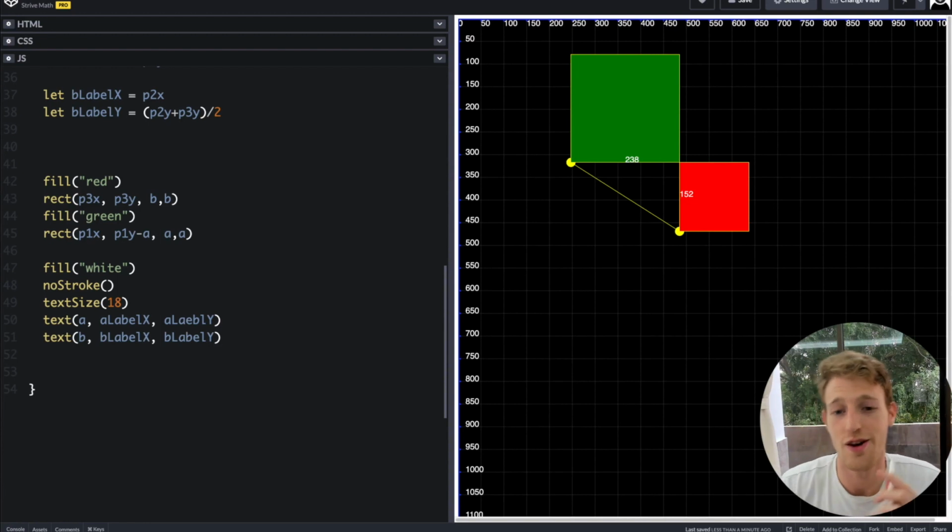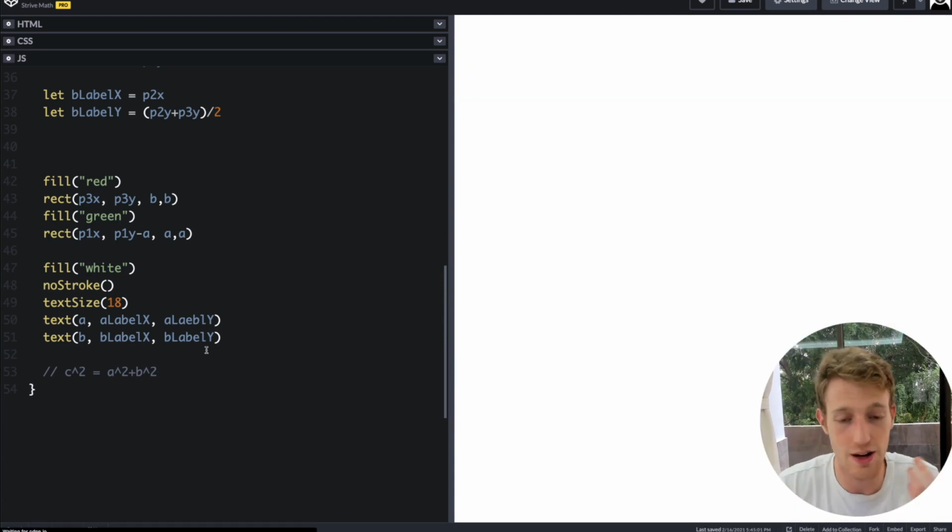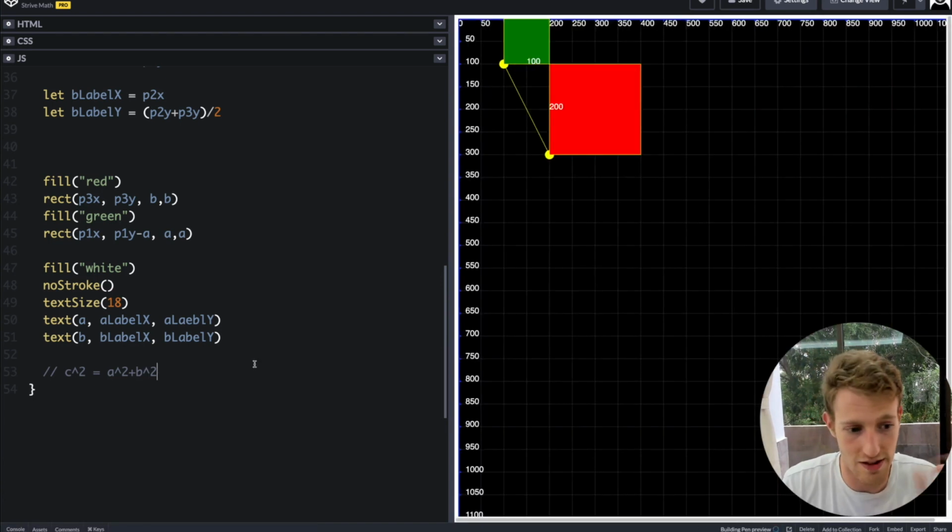So in this part, we're going to finally find the distance c, the distance between point 1 and point 2, using Pythagoras. We know we have c squared is equal to a squared plus b squared. So finding what c squared is is pretty simple.